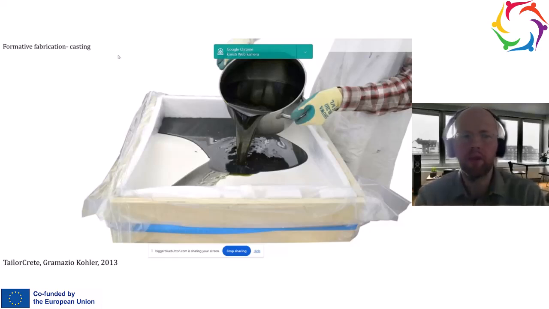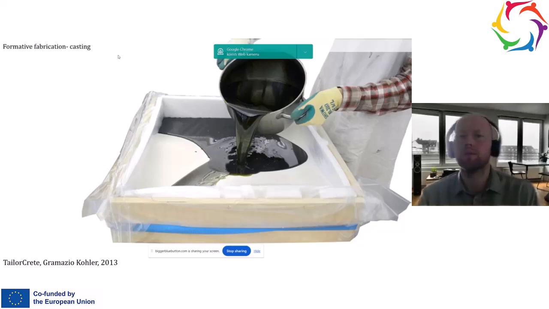This example is called Taylor Crate, and it is the result of a project by a consortium of several universities. They invented a new way to create free-form concrete shapes with reusable formwork. One of the main problems for free-form concrete shapes is formwork. We already saw that 3D printing can solve that problem, but if we also want to apply reinforcing elements, casting might be a good solution.